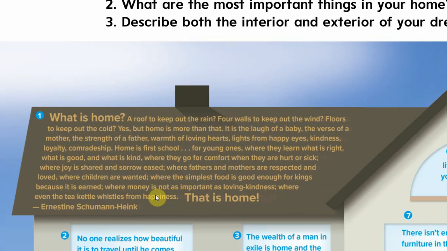Where the simplest food is good enough for kings، حيث أبسط أنواع الطعام جيد بدرجة كافية للملوك because it's earned، لأنه بيكسب. Where money is not as important as loving kindness، حيث المال ما بيكونش بأهمية الحب والعطف. Where even the tea kettle، حتى كمان الغلاية بتاع الشاي, whistles، بتصفر from happiness، من السعادة. That is home، هذا هو المنزل according to Ernestine Schumann Heink. That is the opinion of Ernestine Schumann Heink about home. Okay, let's move to another opinion.